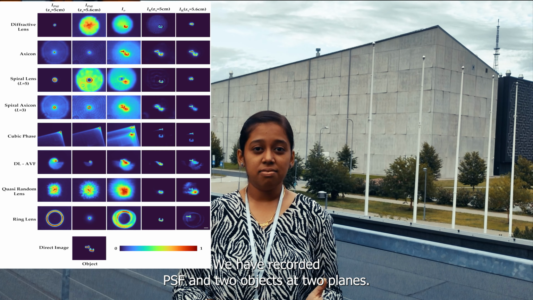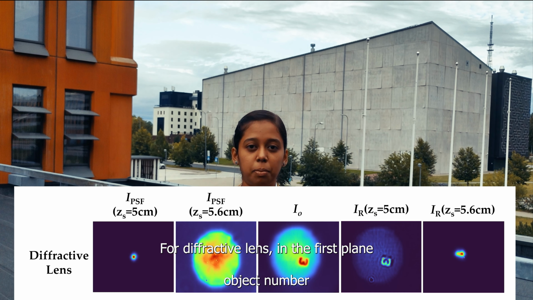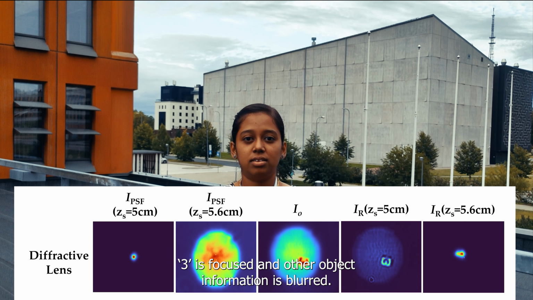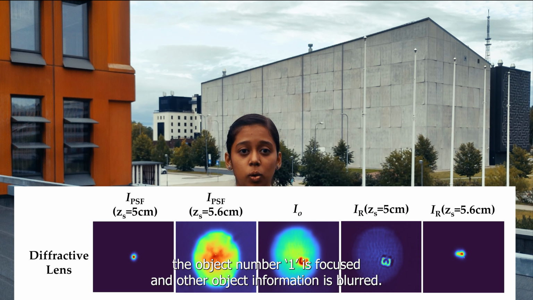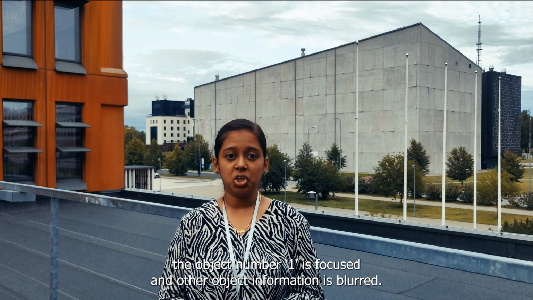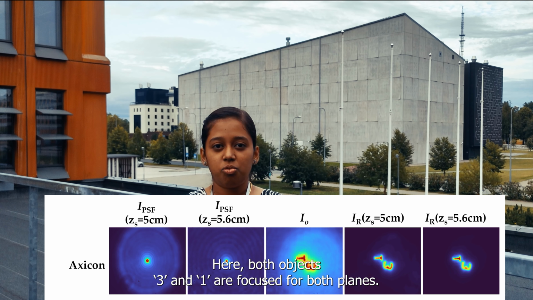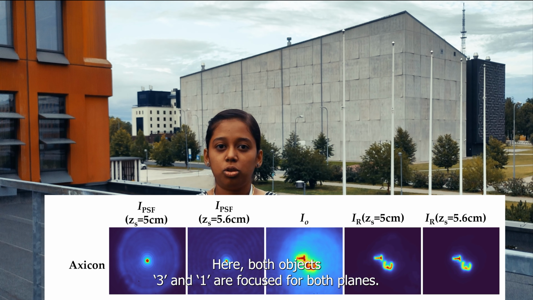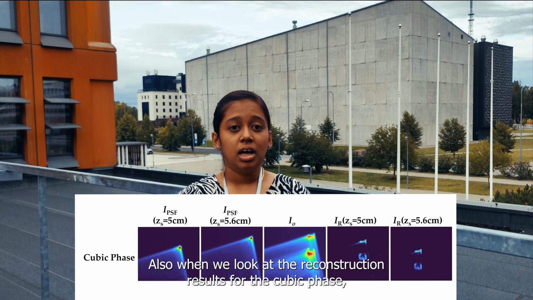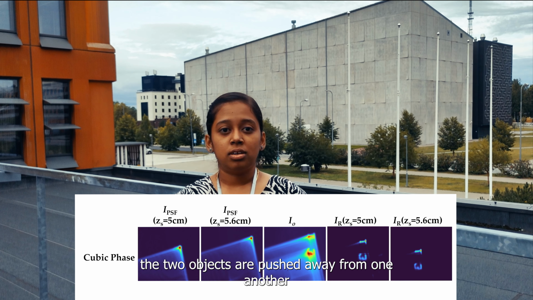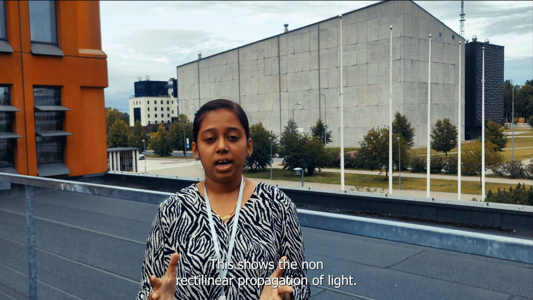We have recorded the PSF and two objects at two planes. For the diffractive lens, in the first plane, object number 3 is focused and other object information is blurred. In the second plane, object number 1 is focused and other object information is blurred. We repeated the same for the Axicon. Here, both objects 3 and 1 are focused for both planes. Also, when we look at the reconstruction results for the cubic phase, the two objects are pushed away from one another than they are originally present. This shows the non-rectilinear propagation of light.